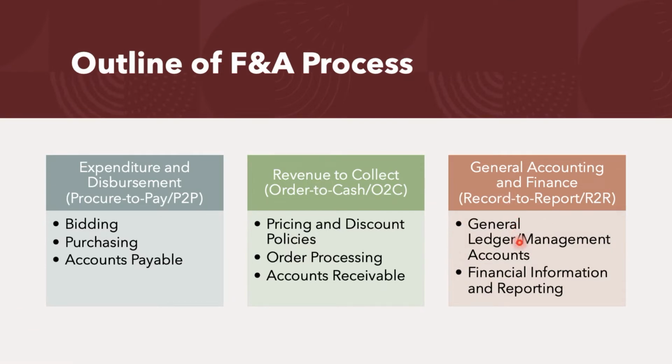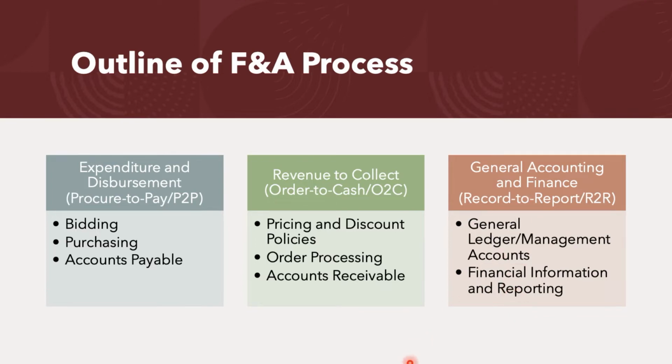So, ano yung kasama natin? Ng general accounting and finance, or R2R, no? It includes the general ledger and the management accounts. Okay? And lastly, financial information and reporting. So, iba na yung term. Kasi 'di ba in accounting information system, it is termed as your general ledger system and what? Financial reporting system. Dito iba na.